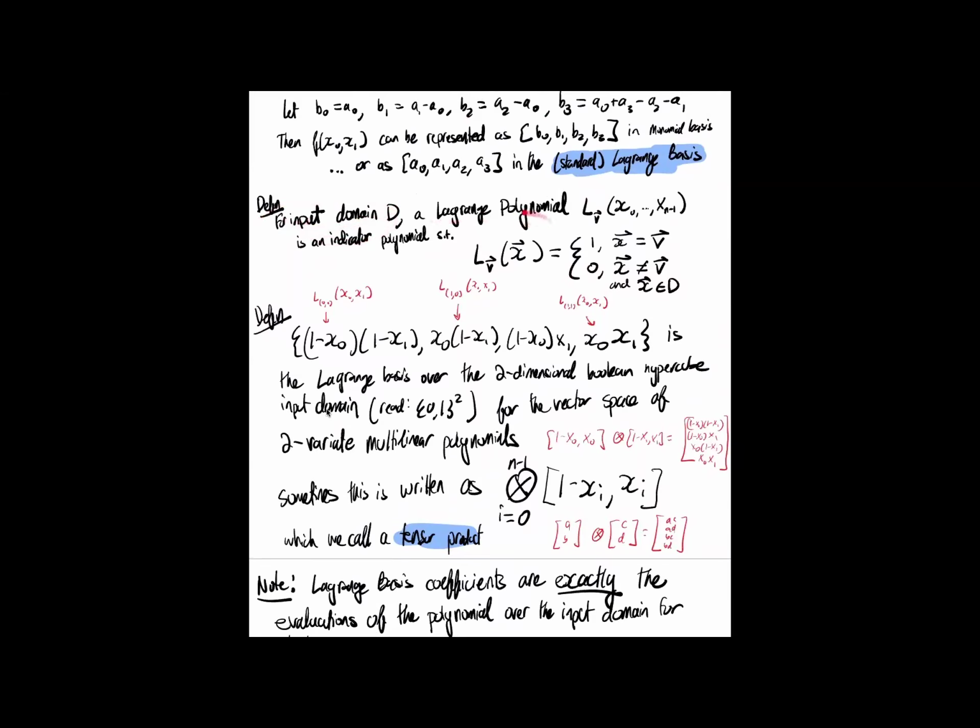Now a Lagrange polynomial with respect to that input domain is basically like LV, where V is some specific bit string, and then it takes in n variables. And basically this polynomial is an indicator polynomial. What that means is it has a specific property: if this variable bit string is equal to this fixed bit string, then it equals 1. And if it takes values that are different from this fixed bit string, then it equals 0.